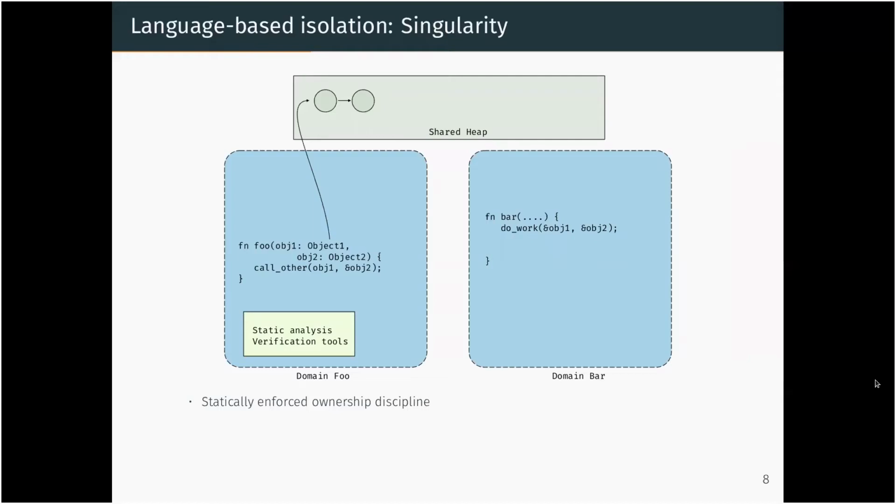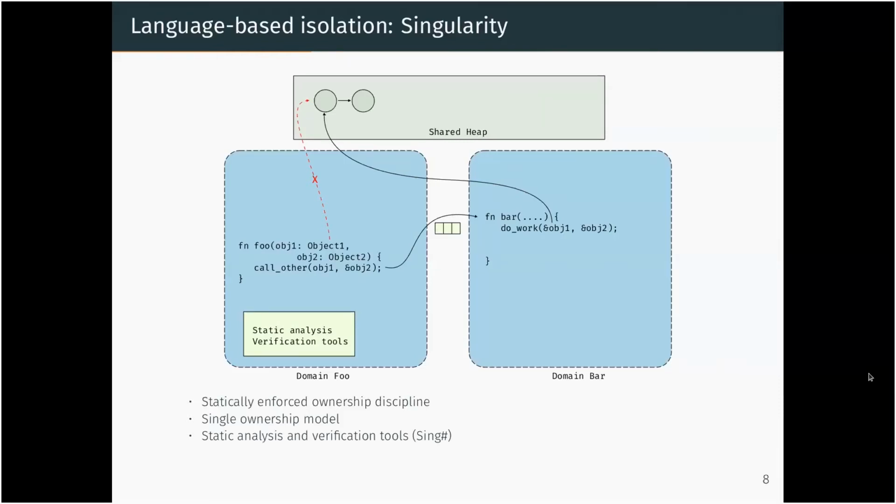Singularity introduced a new fault isolation model built around statically enforced ownership discipline. In Singularity, applications use isolated private heaps and a special exchange heap for shared objects. Singularity enforced a single ownership model for objects allocated on the exchange heap. That is, only one domain could have a reference to an object on the shared heap at a time. When a reference to an object was passed across domains, the ownership of the object was moved between domains. When the moved object was tried to be accessed again by the caller domain, it was rejected by the compiler.